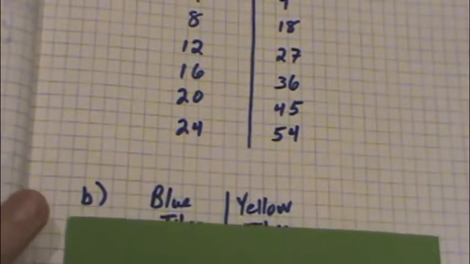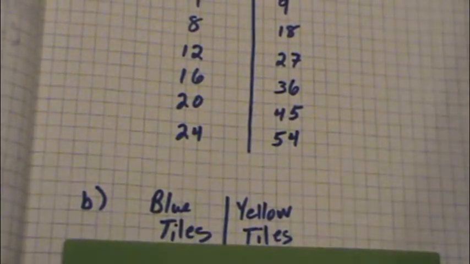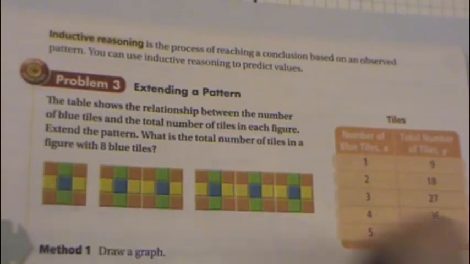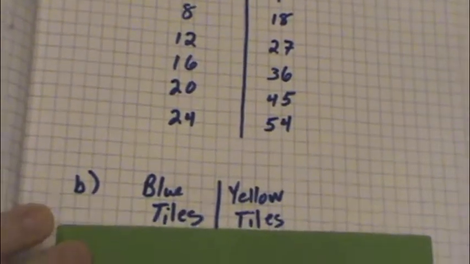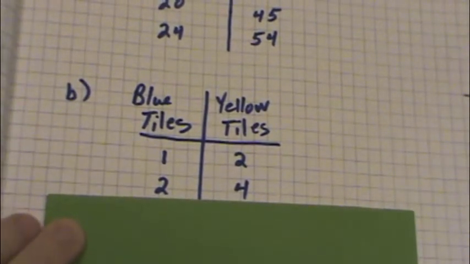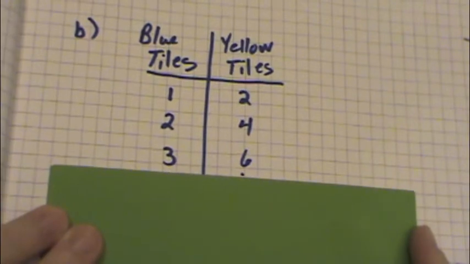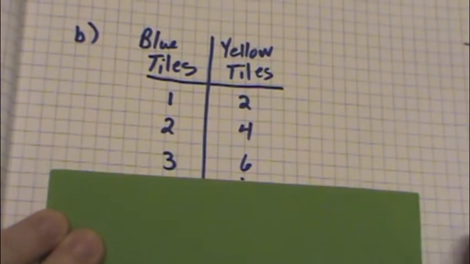Letter B asks about blue tiles compared to yellow tiles. So you go back to your picture and you realize that for every 1 blue tile, there are 2 yellow tiles. And you start your table again. Okay, 1 blue tile, 2 yellow tiles. 2 blue tiles, 4 yellow tiles. And then you say, holy cow, I'm supposed to get all the way up to 24? This is gonna take forever, unless I use my inductive reasoning.